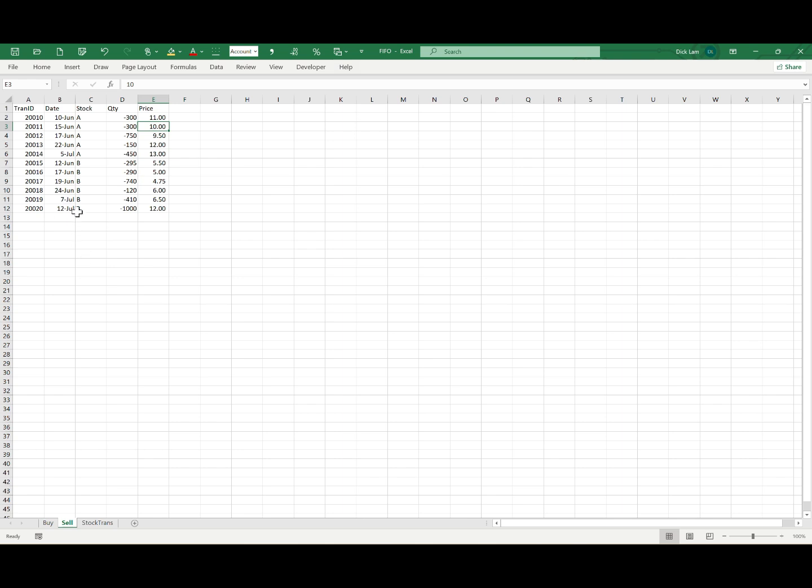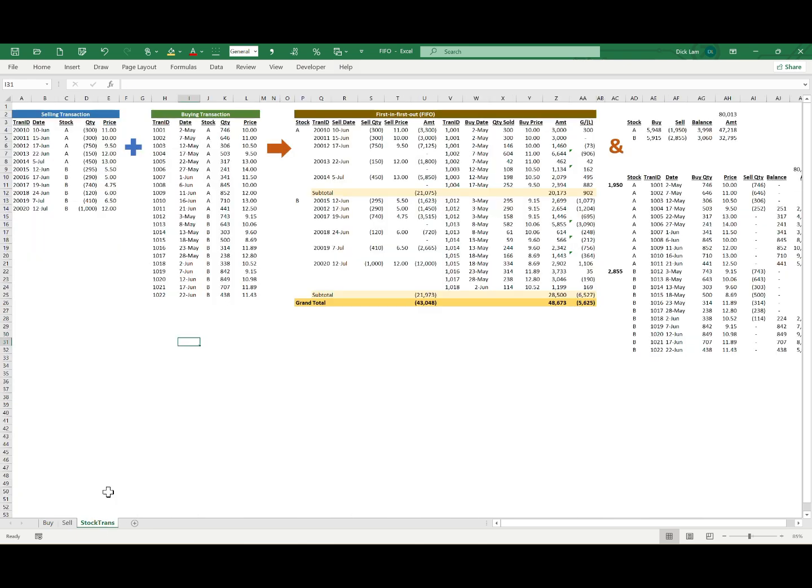I also have 5 columns: transaction ID, date, stock, quantity, which is represented in negative figure, and the price. I also work out the process flow of a sales transaction profit tracking report. I reproduce the selling transaction in here and the buying transaction in here, since the profit or loss is realized when the selling transaction is effected.